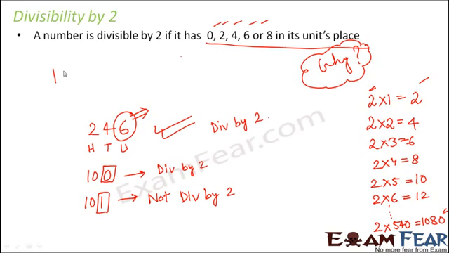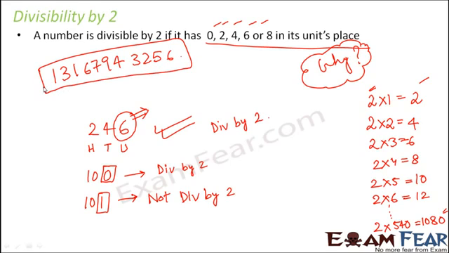Now let's say I write a number as big as this, 13167943256. We just look at its units place and we find a 6 here. This shows that this big number is a multiple of 2. That means this big number is divisible by 2. And that is why this rule works. So with this rule in place, you can very quickly tell, within seconds, whether a number is divisible by 2 or not.